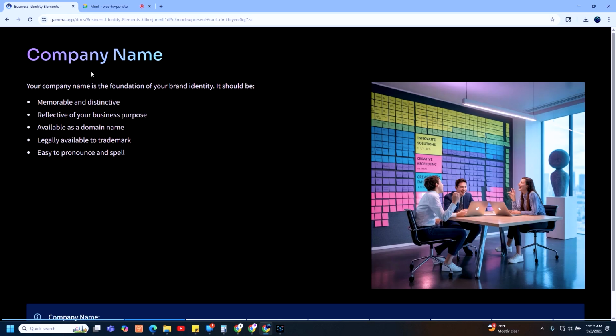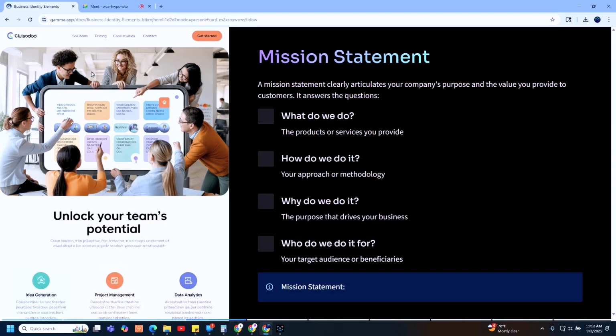So memorable and distinctive, reflective of your business purpose, available as a domain name, legally available to trademark, and easy to pronounce and spell. Right? So let's move along. After company name, you want to think about your mission statement. What is a mission statement?